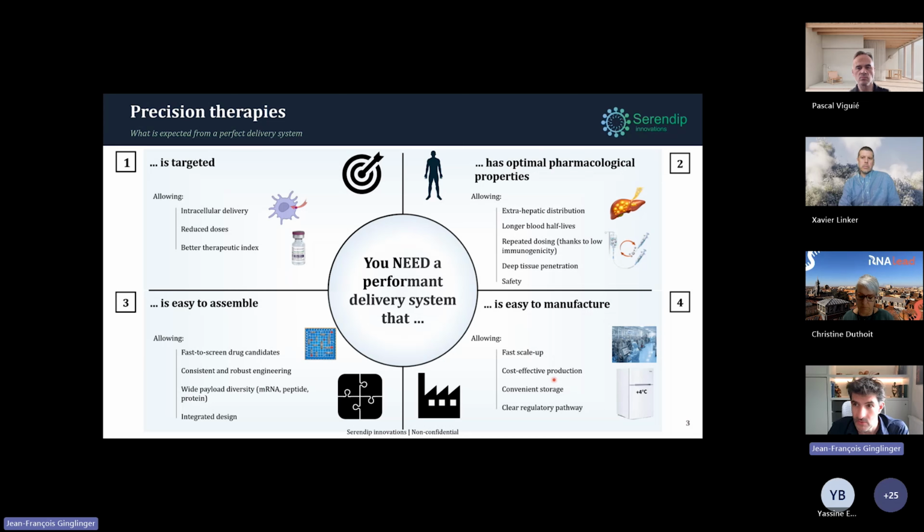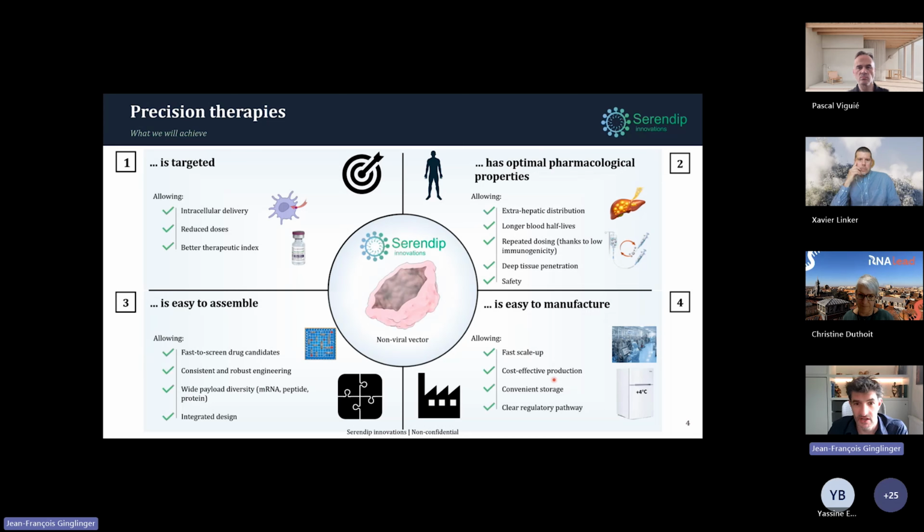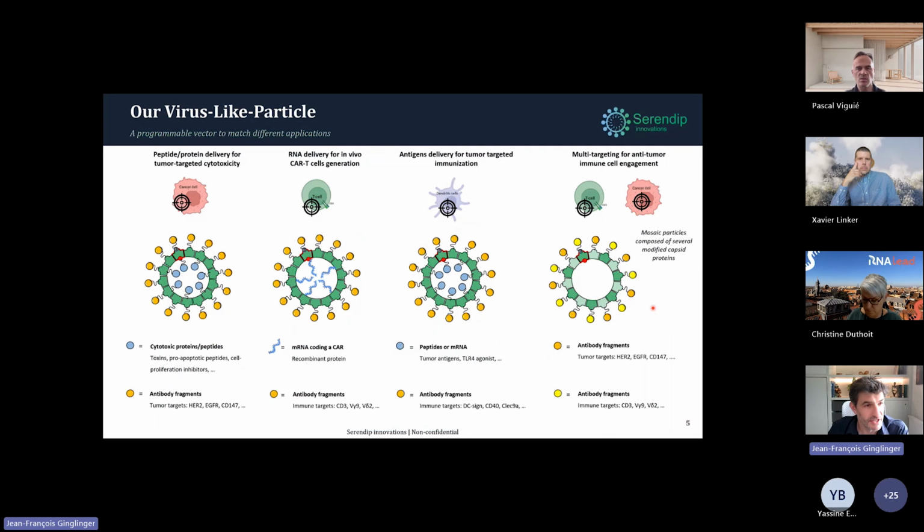So you see me coming with the non-viral vector that we have developed. We checked all the boxes, or will check all the boxes. So please keep in mind the four different points, because I will get back to them in just three slides.